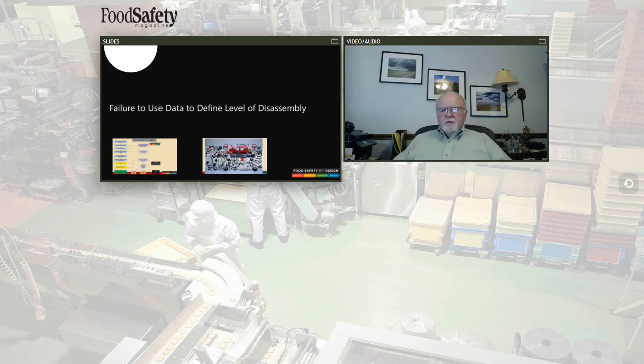Failure to use data to define the level of disassembly is one of the common problems that we find in environmental control and corrective action. Not-for-cause investigation provides data to... wrong slide there, sorry.